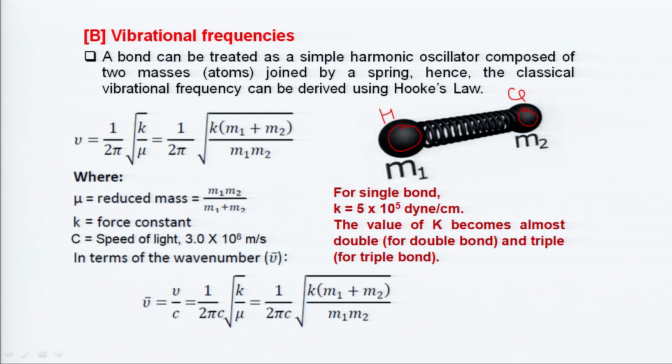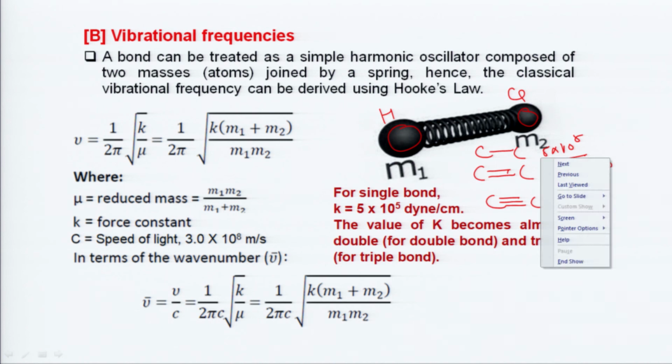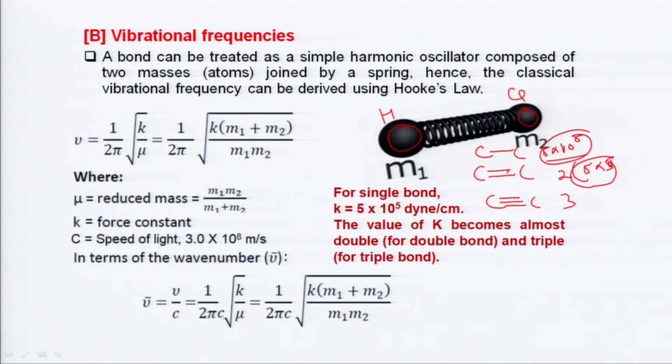So, we have used CGS units, that is dynes per centimeter, and it has been observed that the value of k for a double bond will become double and for a triple bond will become triple. For a single bond its value is in the range of 5 into 10 raised power 5, so for a double bond it may be 2 times and for a triple bond 3 times that value.